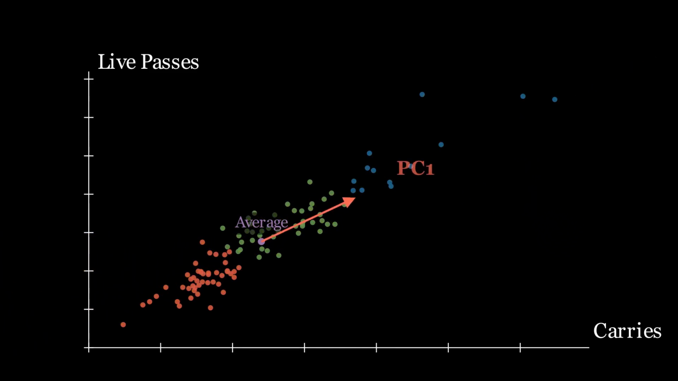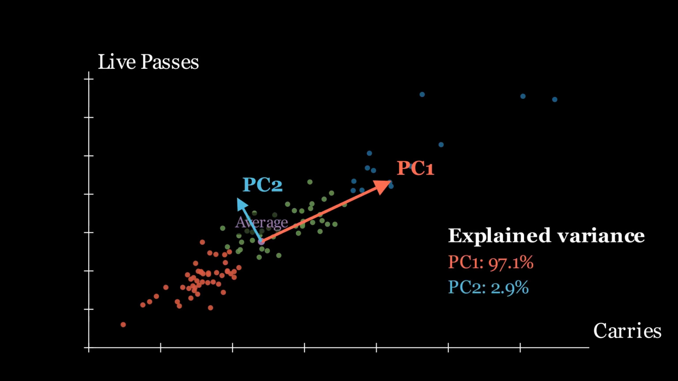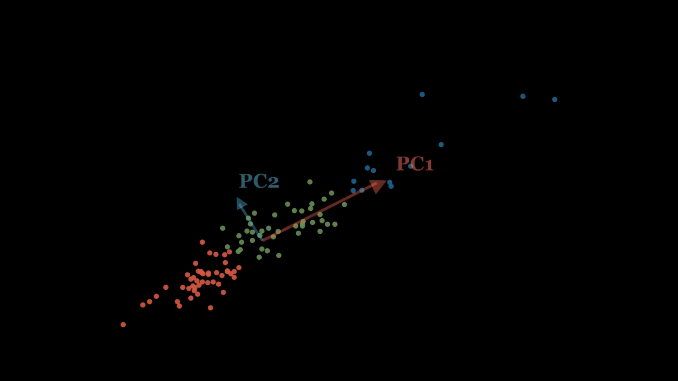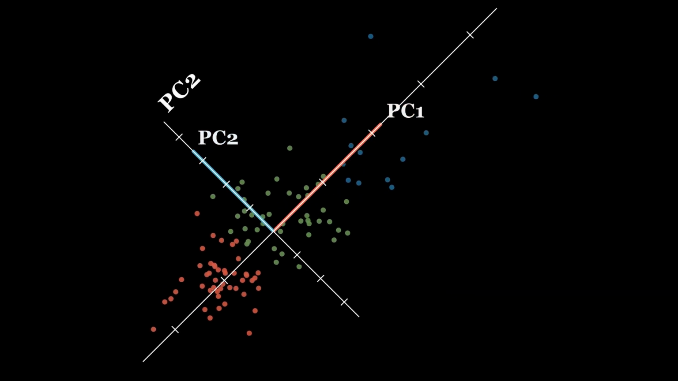Once PC1 is fixed, we can find a second direction, PC2, that must be perpendicular to PC1. PC2 captures the biggest remaining variation that PC1 didn't explain, and together they both represent 100% of the variation in this two metric example. So we've essentially just rotated our coordinate system. Instead of viewing players as carries versus passes, we rotate the axes so the data is described by PC1 and PC2.